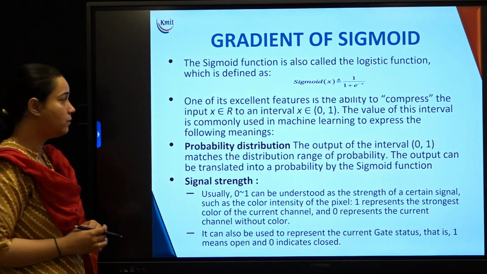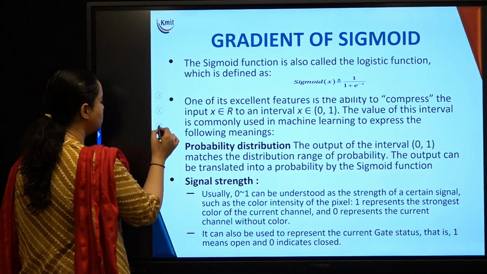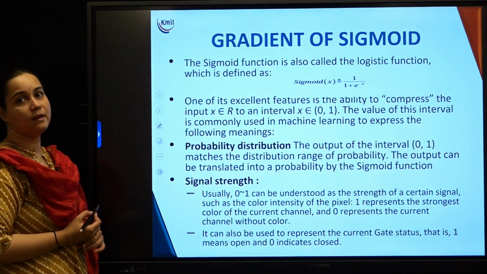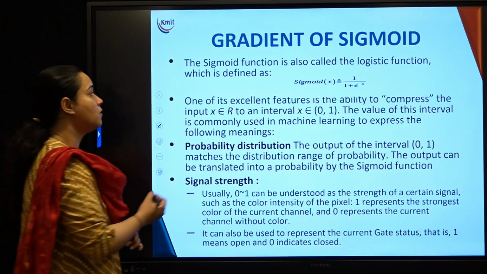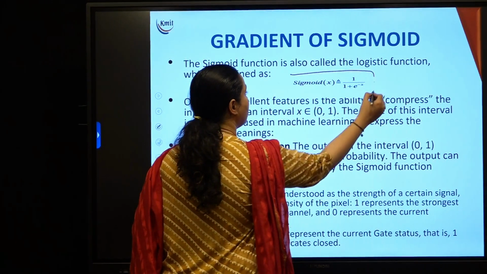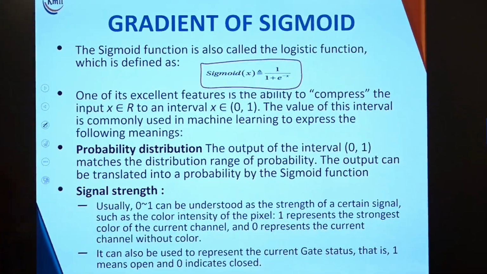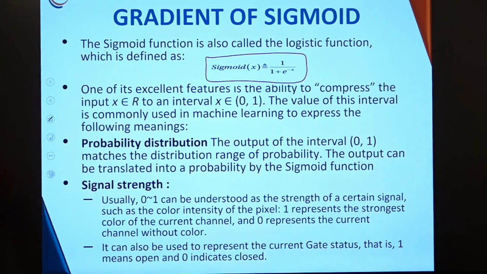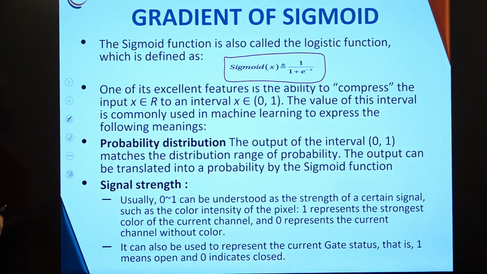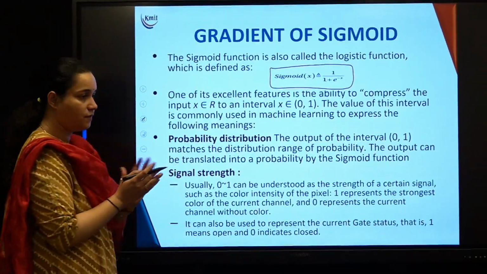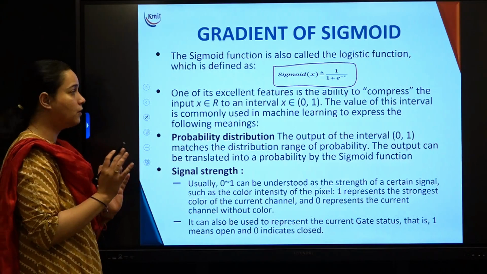So I already told you that sigmoid function is also called a logistic function, because it is used mostly in binary classification or logistic regression. I have already explained the mathematical equation of a sigmoid function, that is 1 by 1 plus e power minus x. This you are supposed to remember. Now, why are we choosing this particular sigmoid function? Because of its excellent features, that is its ability to compress the value of the input between the range of 0 to 1.